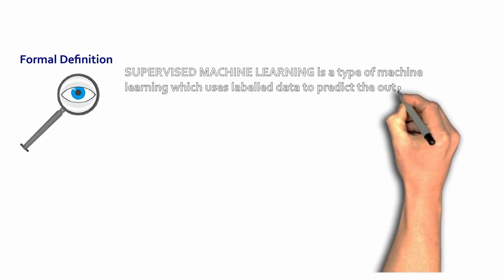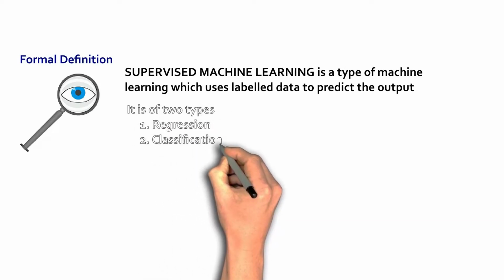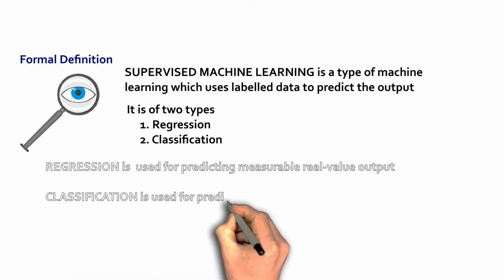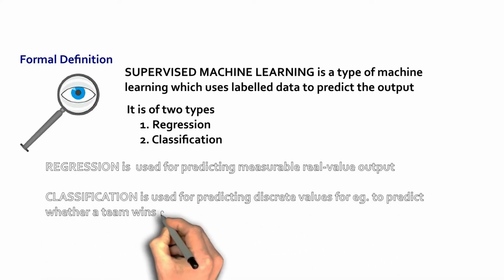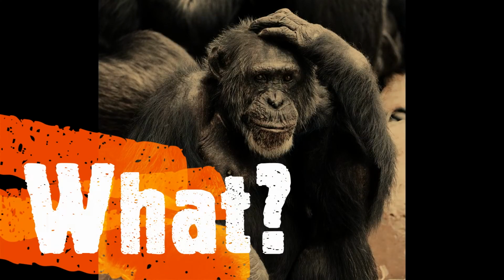Supervised machine learning is a type of machine learning which uses labeled data to predict the output. It is of two types, regression and classification. Regression is used for predicting measurable real valued outputs, whereas classification is used for predicting discrete values. For example, to predict whether a team wins or loses. Oh, you still didn't understand? No worries. I will explain with an example.